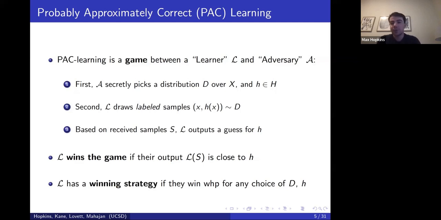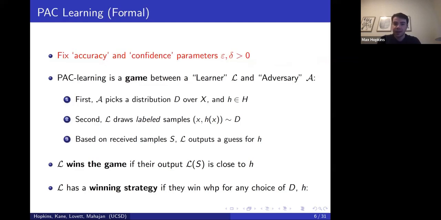Okay, so this is still a little bit informal. This is more formal than what I said in the first slide, but what does it mean to be close to h? What does it mean to win with high probability? Let's formalize this a little bit before we move on. To do this, before we play the game, we're going to fix two parameters, epsilon and delta greater than 0.